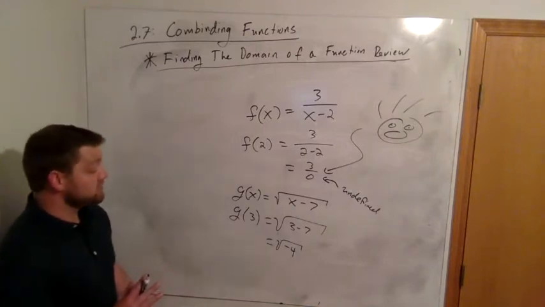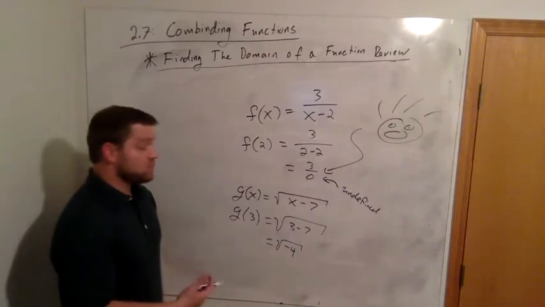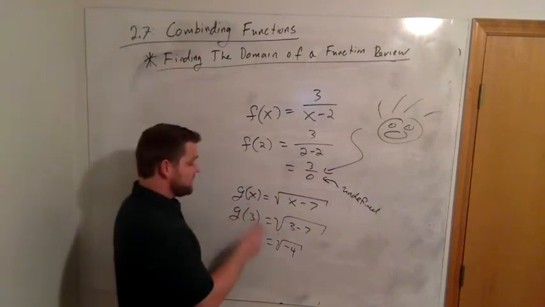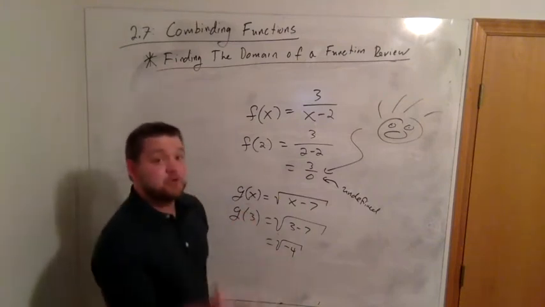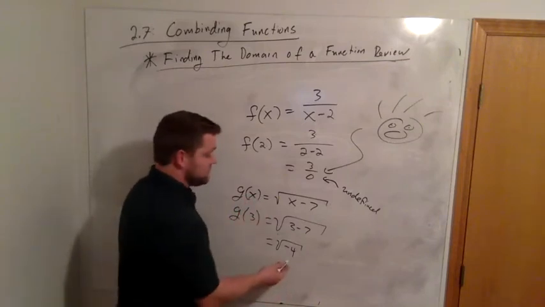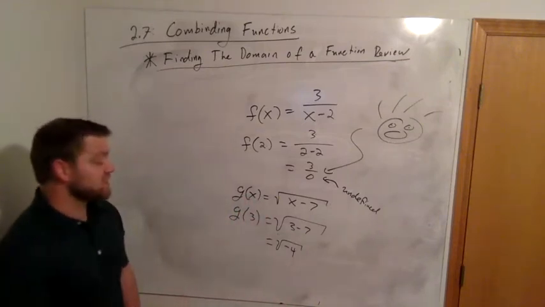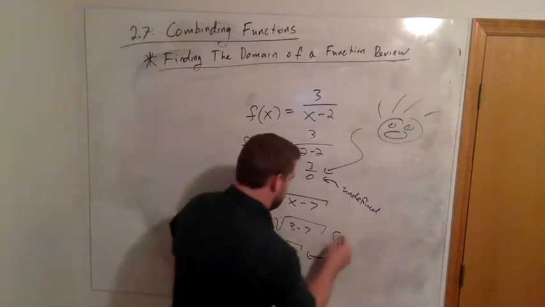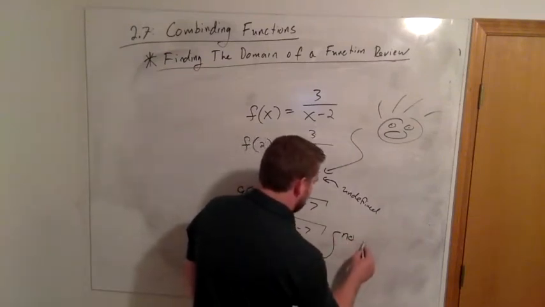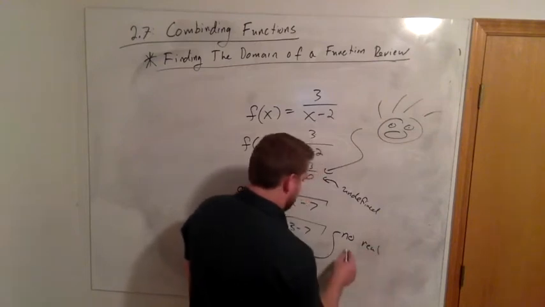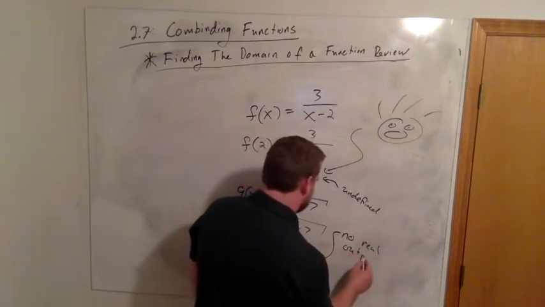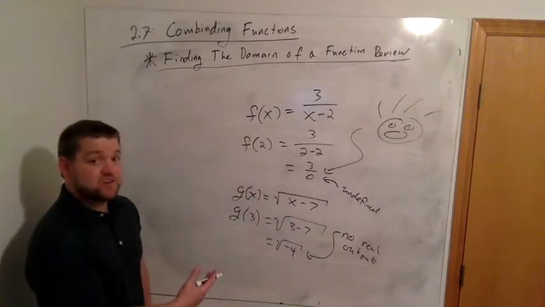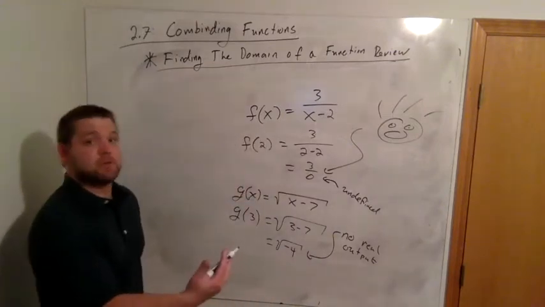Now, let's pause to say that for the rest of this class, we're only going to care about real numbers. So when I plug in the value of 3, the function is not outputting a real number, it's outputting an imaginary number. For the purposes of the rest of the class, it's not giving me a real output. So we would say that 3 is not in the domain of this function because it's not outputting a real number.